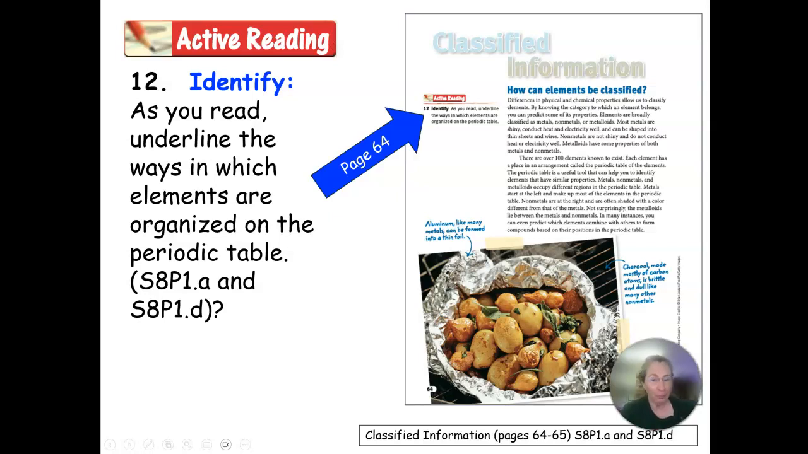So your first question on page 12 wants you to identify, and as you read, it wants you to underline ways in which elements are organized in the periodic table. I will be getting you a periodic table that will stay in your binder. So you will have that as part of your notebook.